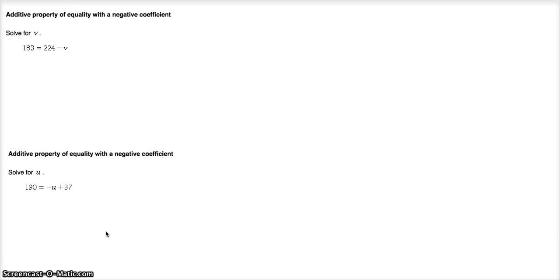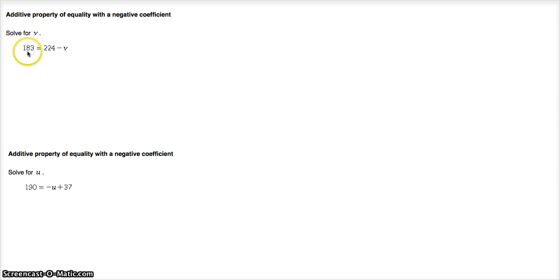The additive property of equality with a negative coefficient. Solve for v. There are actually two ways to do this. I'm going to show you the Alex way first, and I'm going to show you my way second. And I prefer my way because it's consistent with what we've already started doing, and you'll see that here in a second.